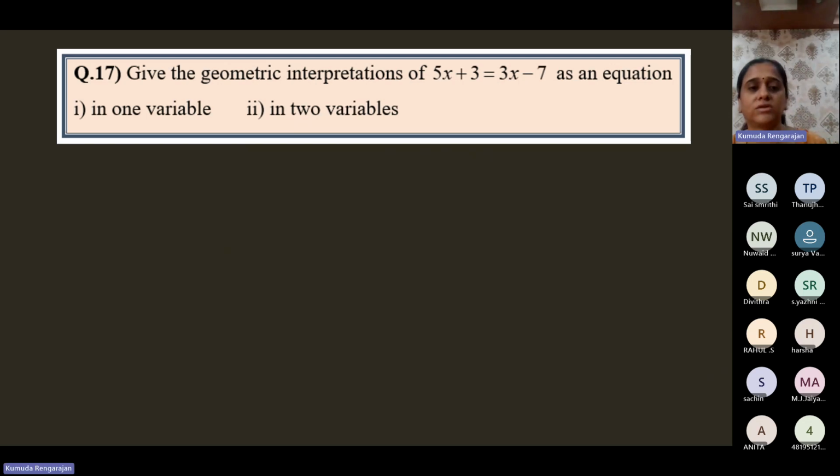Okay. So give the geometric interpretations of 5x plus 3 is equal to 3x minus 7 as an equation in one variable and two variables. Just help me do this. We'll do this together.